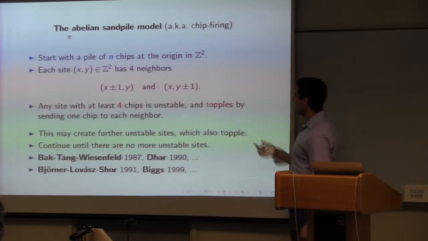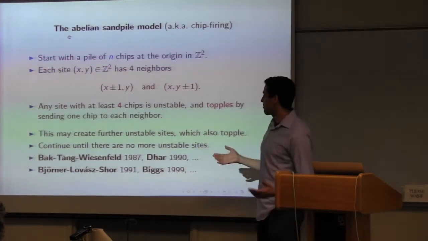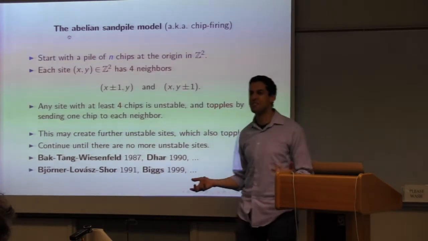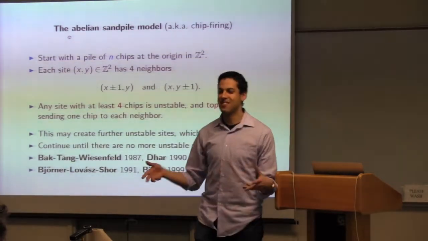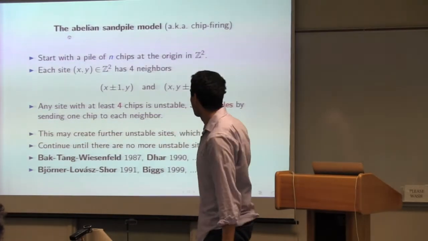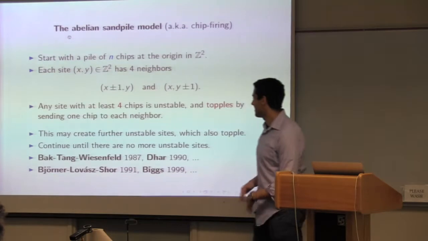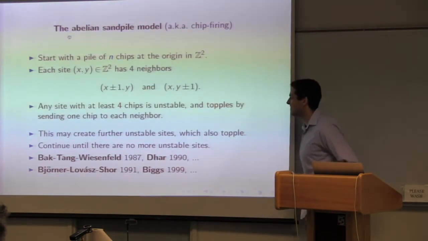Okay, and by toppling an unstable site, even if its neighbors were stable, they each gained a chip during the toppling, so they may become unstable. So I might get a cascade of topplings. Suppose I continue toppling until there are no more unstable sites.